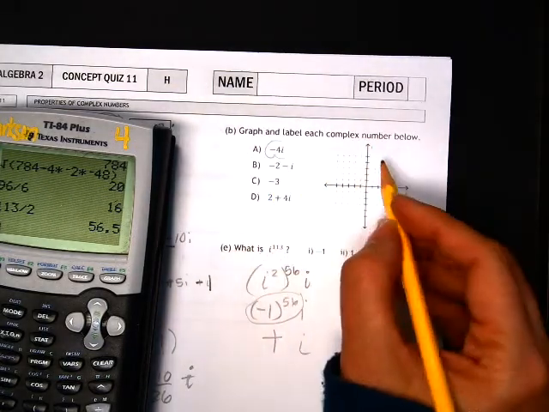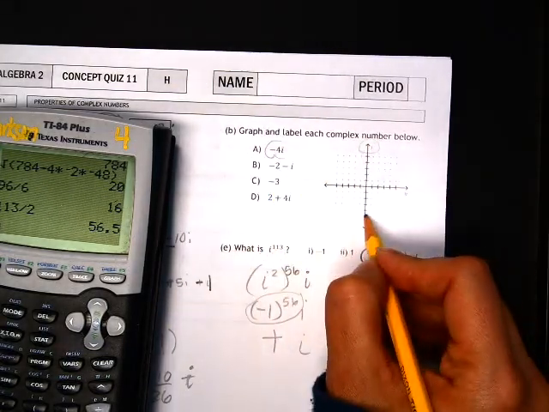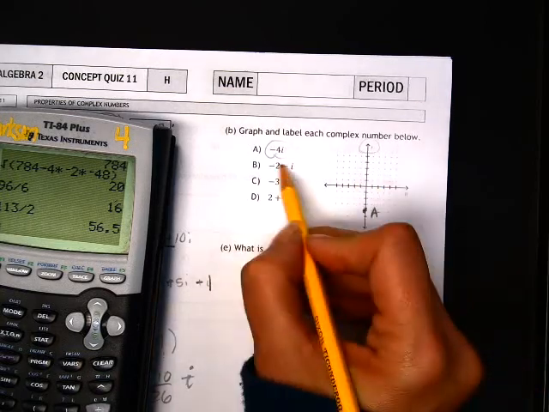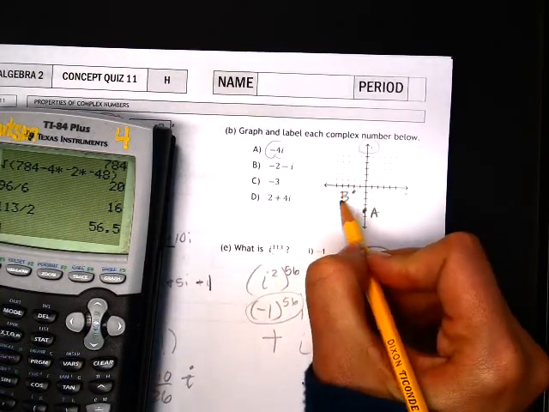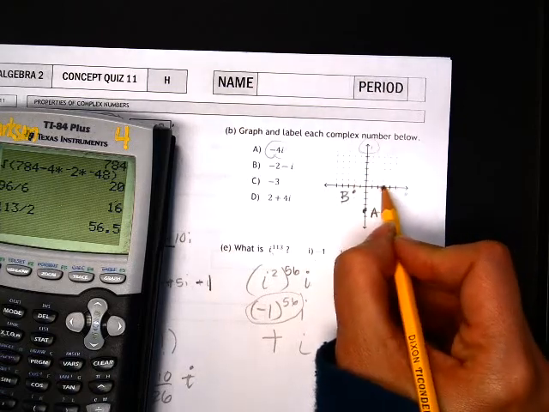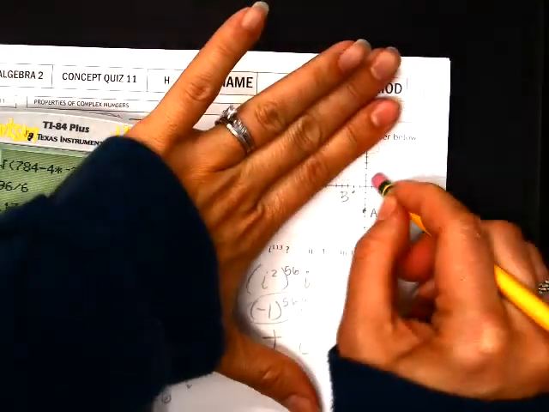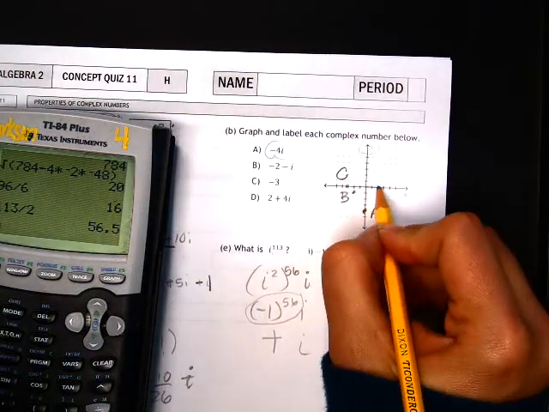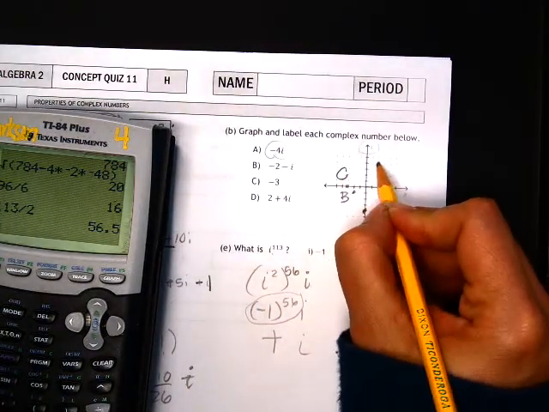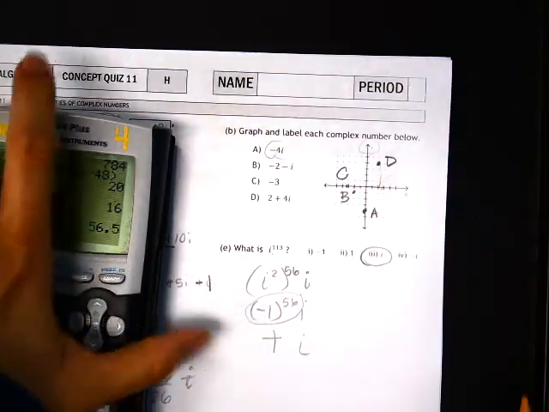This is all imaginary. Remember, this is your imaginary axis, so we're just down here. This is real, and then imaginary. This is all real. In the negative direction. And then this is real, and then imaginary. Okay.